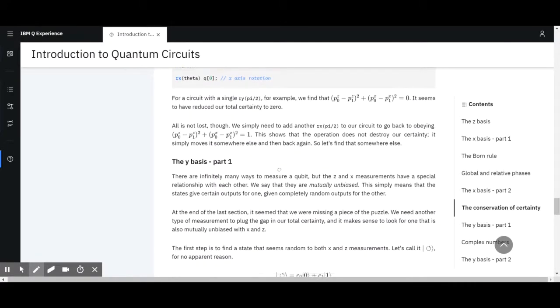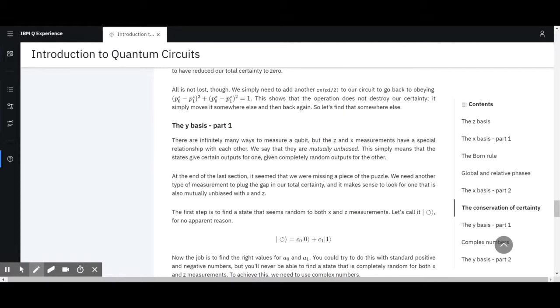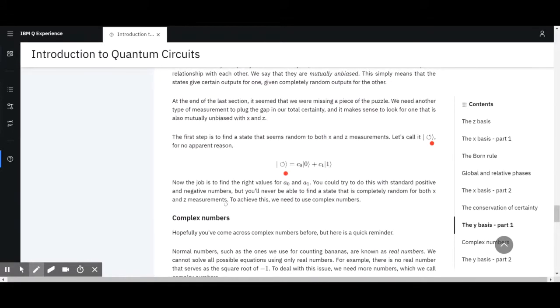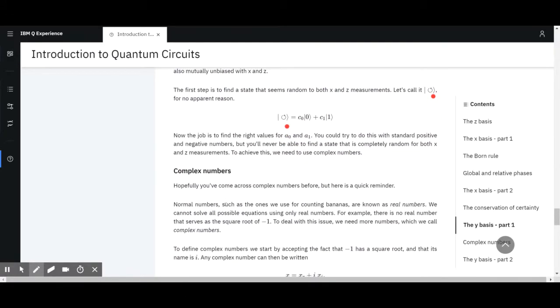The Y basis part 1. Okay. So here they're defining the Y basis with this funny circle sign. So that's how you define the other dimension.